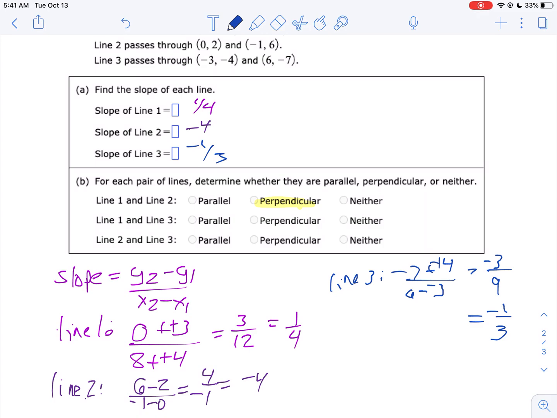Now, line 1 and 3, they're not the same, and they're not negative or opposite reciprocals, so they're neither. Same thing for line 2 and 3. They're not the same, and they're not opposite reciprocals. And that's it. Now, this is the work I want to see when you redo it. So model this work on a piece of paper, take a picture, and then upload it to Schoology once you do your redo.